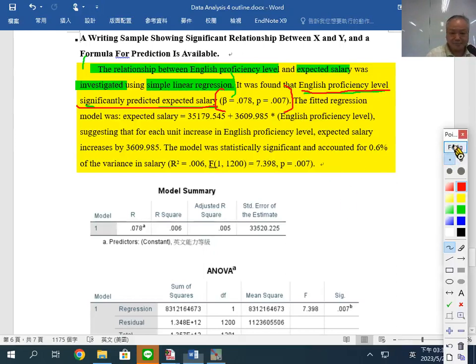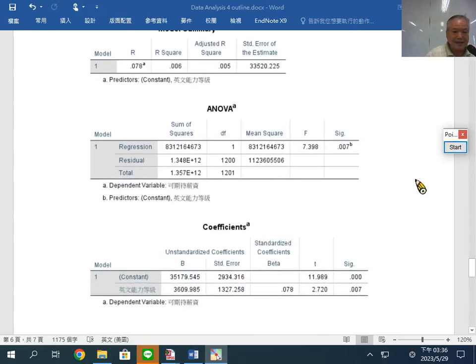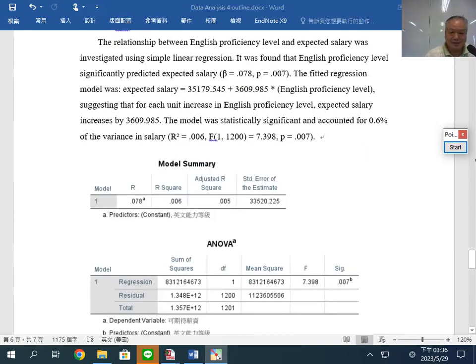So now, let's think about this. Can you find out where this number is?